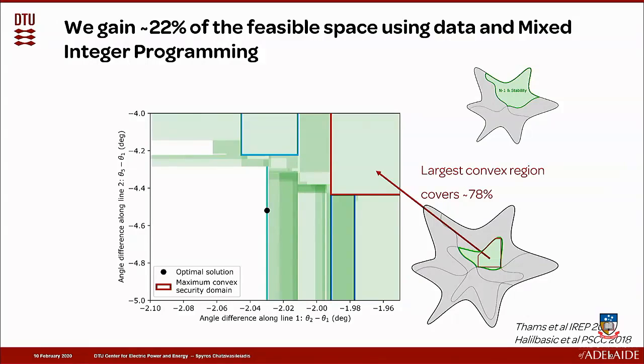This is angle difference, can be also line flows. It's the same thing. For a DCOPF, the same thing. Sorry, I'm a bit dumb.